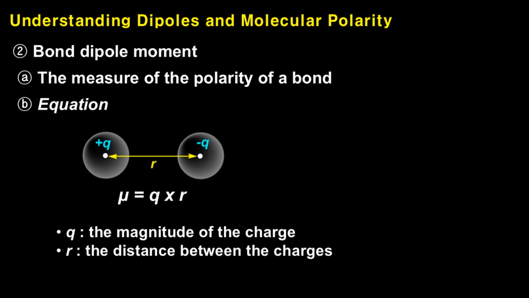And we can actually quantify it using a simple formula, mu equals Q times R. Here, Q is the size of the charge, and R is the distance between the charges. Since the dipole moment depends on both the amount of charge and how far apart those charges are, a longer bond can give you a bigger dipole moment, but only if the charge separation is still significant. So it's really about finding that balance between how much charge is being pulled and how far it's being pulled.